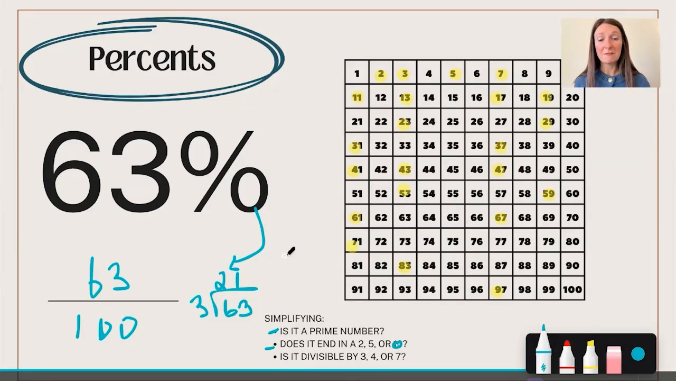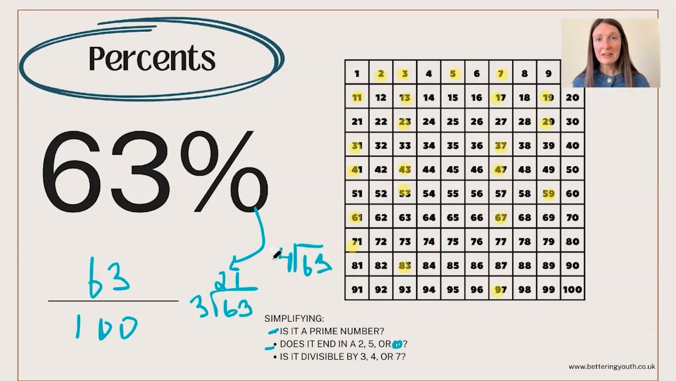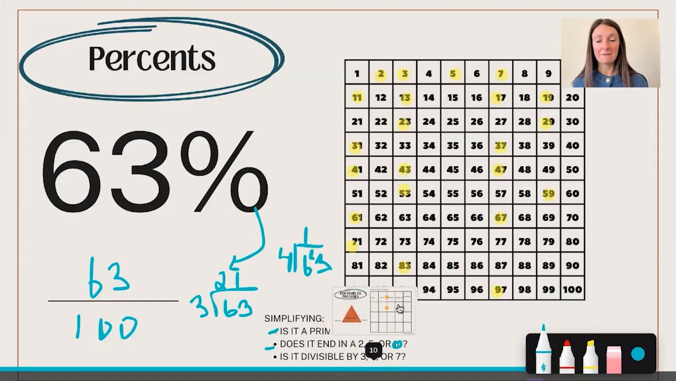But is it divisible by 4? Let's check. 4 can fit into 6 one time, 2 remaining. But 4 can't fit into 23. It goes between 20 and 24. So we know we can't divide it by 4.